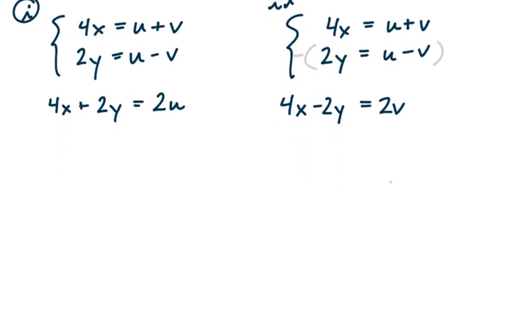Now, both of these equations, I can divide them by 2. So dividing this first one by 2, I have 2x plus y equals u. And then the second one by 2, I've got 2x minus y equals v. And all we've done here is to solve a system of equations. We had to get a little creative to do it. But now we have u in terms of x and y and v in terms of x and y.